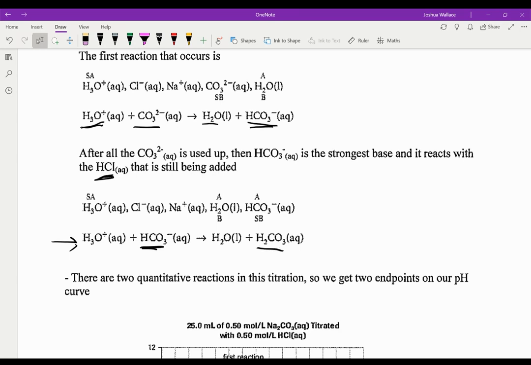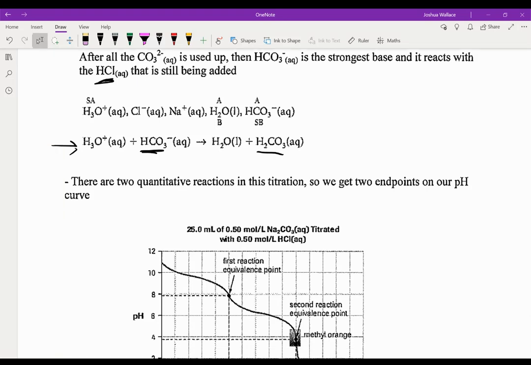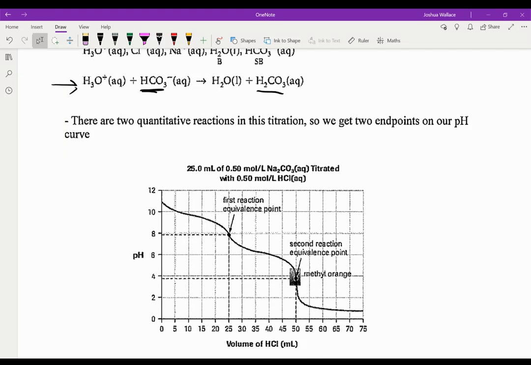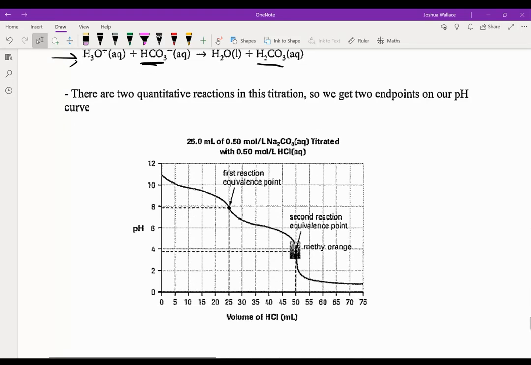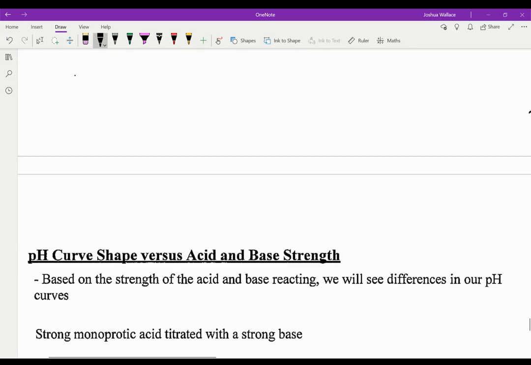So we're adding hydrogen to that base, and that's part of the Bronsted-Lowry theory, which is why I can explain this. So there are two quantitative reactions in this titration. So we've got two endpoints on our pH curve. We have an equivalence point here, and we have an equivalence point here. This is when we have HCl titrated with Na2CO3, which is what we just looked at.